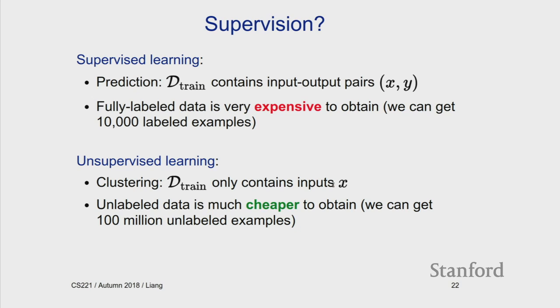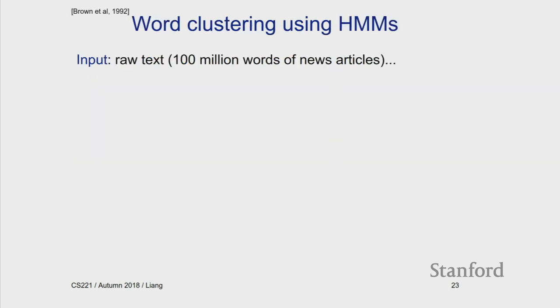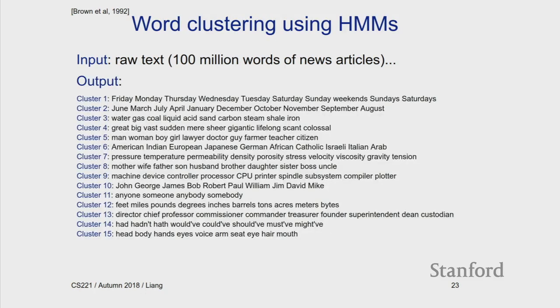Most of it's unlabeled. And if you can make use of this, then you can really potentially learn a lot. So here's, I'll give you two examples. This is a very classic example of word clustering. Actually, this is the thing that I worked on in my master's thesis and it really got me interested in machine learning and natural language processing.